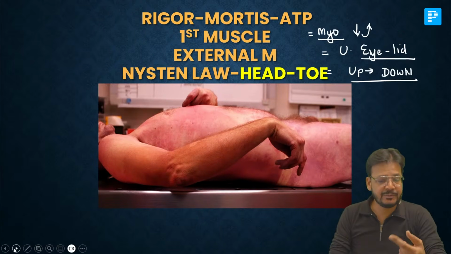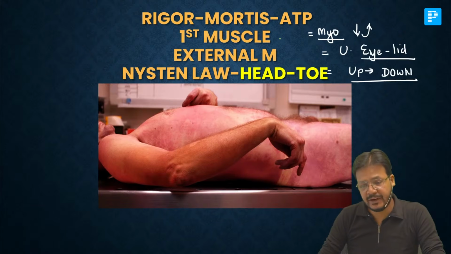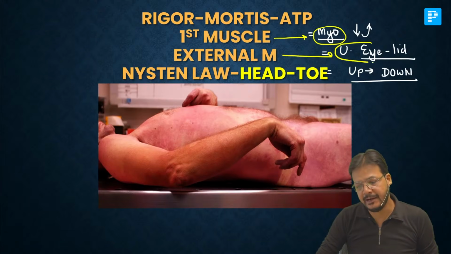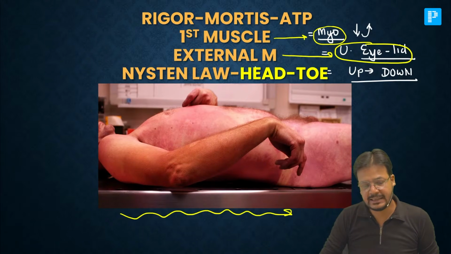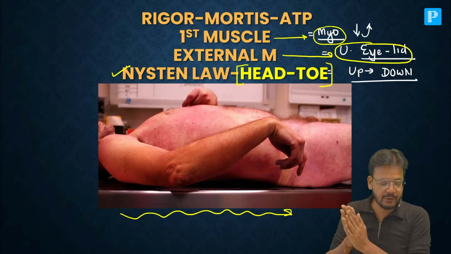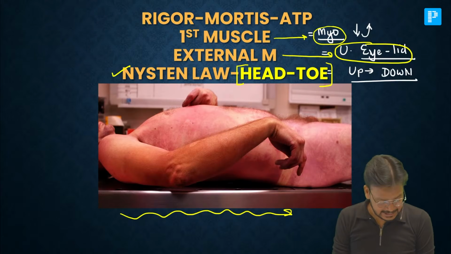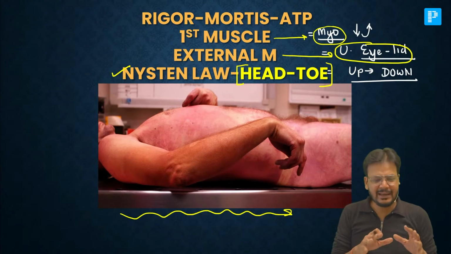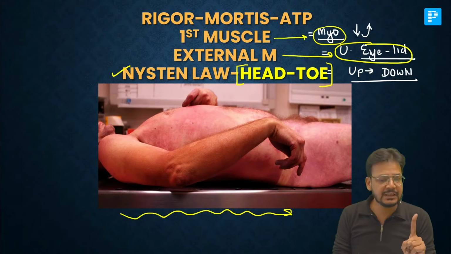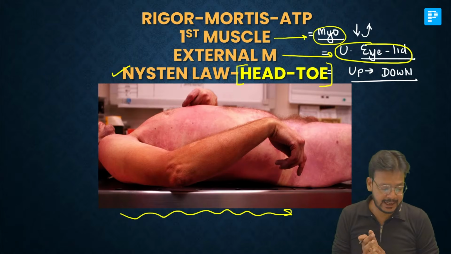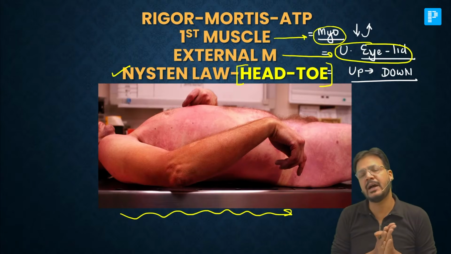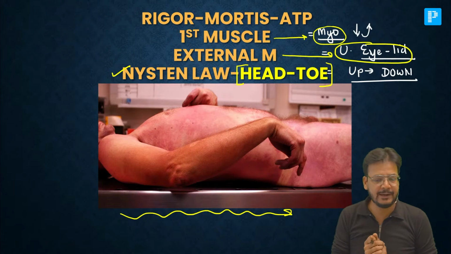Rigor mortis is because of ATP depletion. The first muscle that rigor mortis involves is the myocardium, and the first external muscle is the upper eyelid. Rigor mortis starts from up and goes down. This is head to toe. This is Nysten's law. Rigor mortis starts from the head and goes to the toe. So I explained many of these. The first muscle is the myocardium and the first external muscle is the upper eyelid.